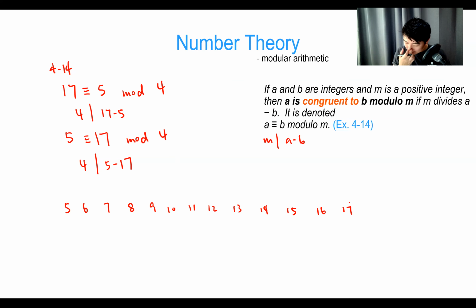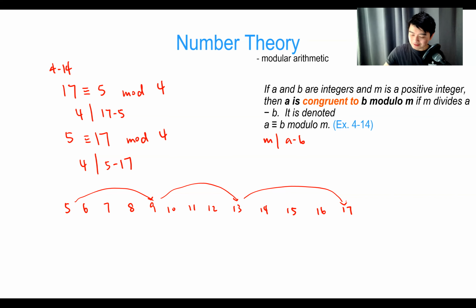Once again, what does 4 divides 17 minus 5 mean? It means that if I start at 5 and go in steps of 4, I will eventually get to 17. So from 5, I go a step of 4: 1, 2, 3, 4, here. Again 1, 2, 3, 4, I go here, and 1, 2, 3, 4, I get to 17. That's what congruency of two numbers modulo m means. The difference between a and b is a multiple of 4. That's officially what congruency means.